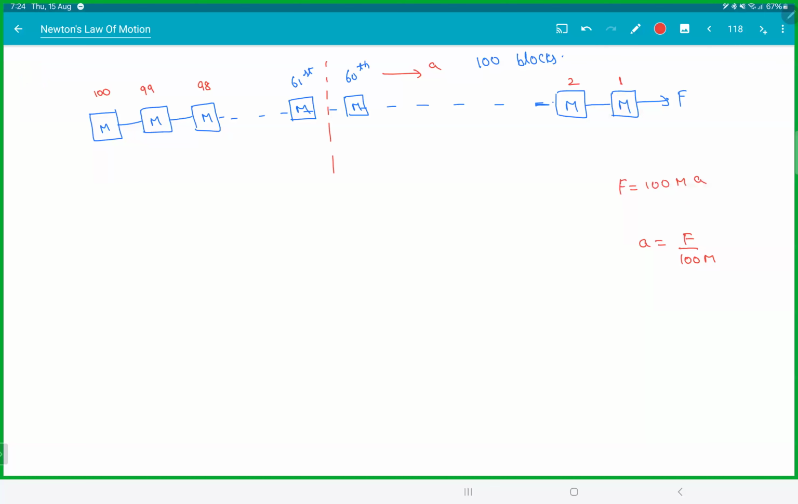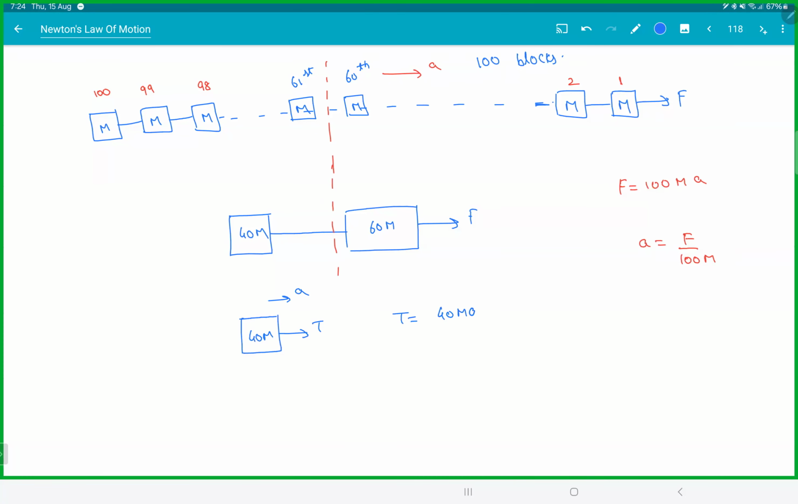Now you get a left piece and a right piece. I can just replace the whole of this thing with two blocks, where this mass will be 60 m and this mass will be 40 m. Does it make sense? So that 100 is just to scare you. So cut it here. I will take any one piece here. So this will be 40 m. This will be tension and this will be acceleration. T is equal to 40 ma, and that would be 2F/5. Easy.